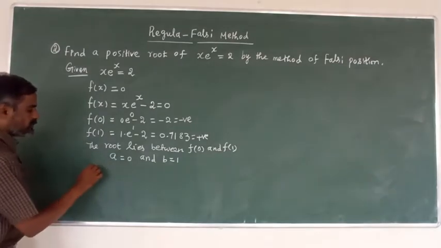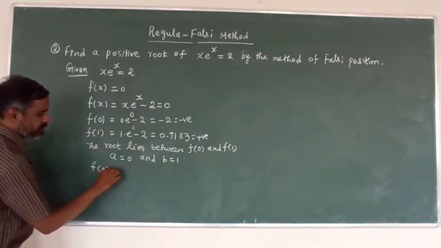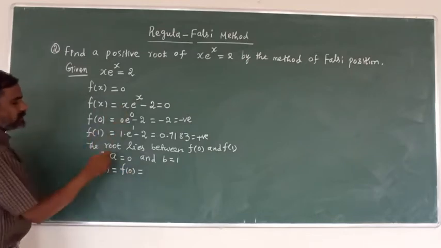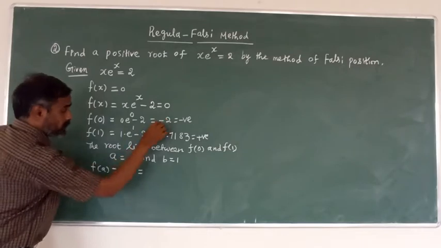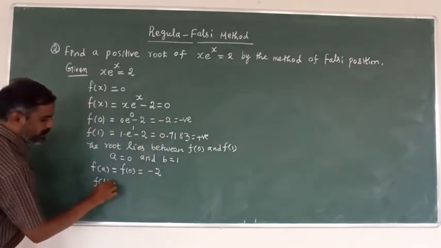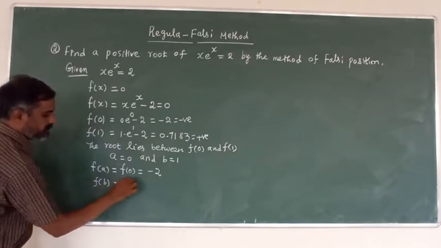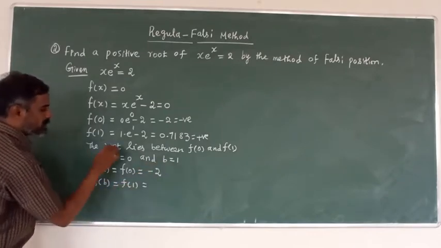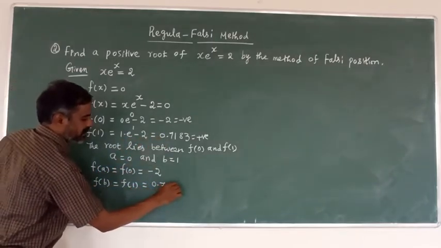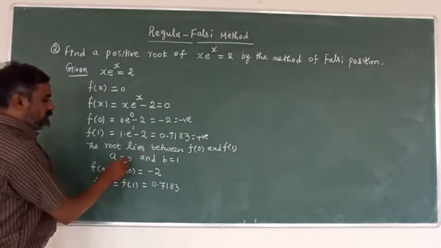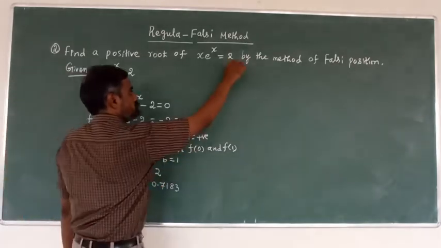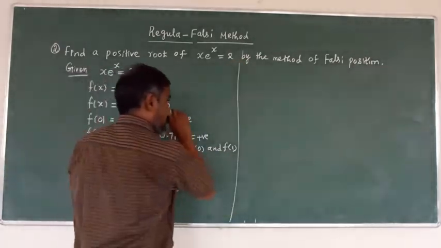Next, to find f(a), substitute 0 in f(x). We already got the result -2. Next, f(b) is f(1), which we also already got as 0.7183. Now substitute the a value, b value, f(a) and f(b) in the formula.